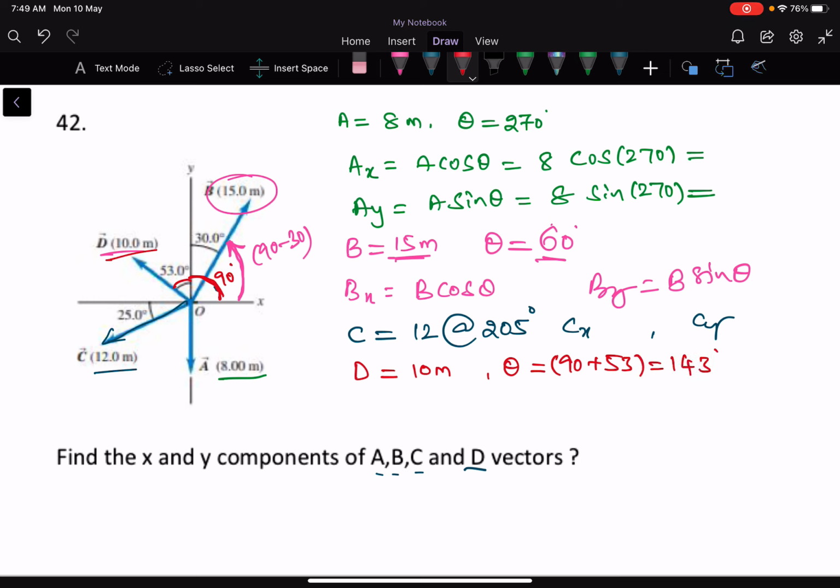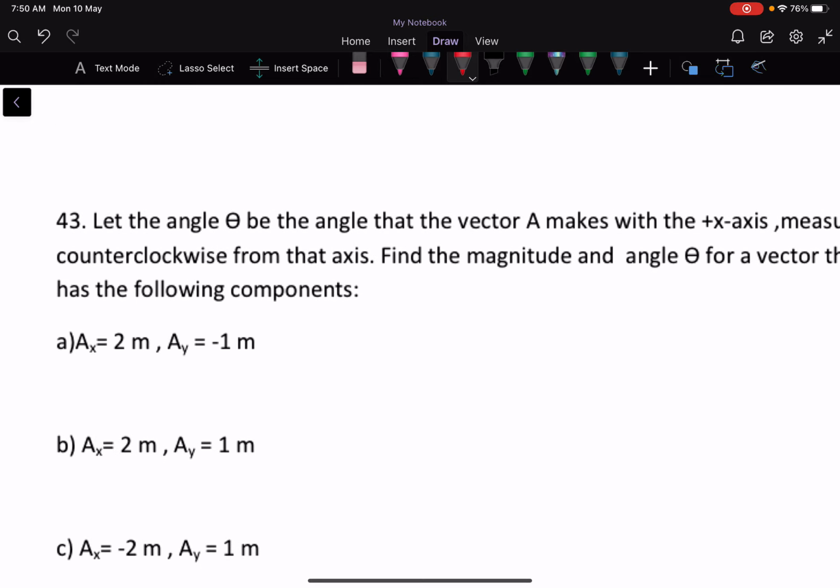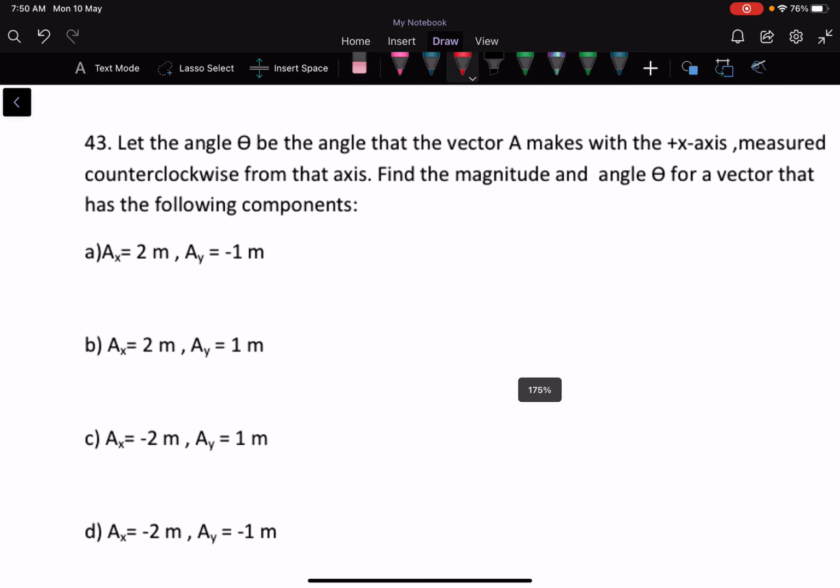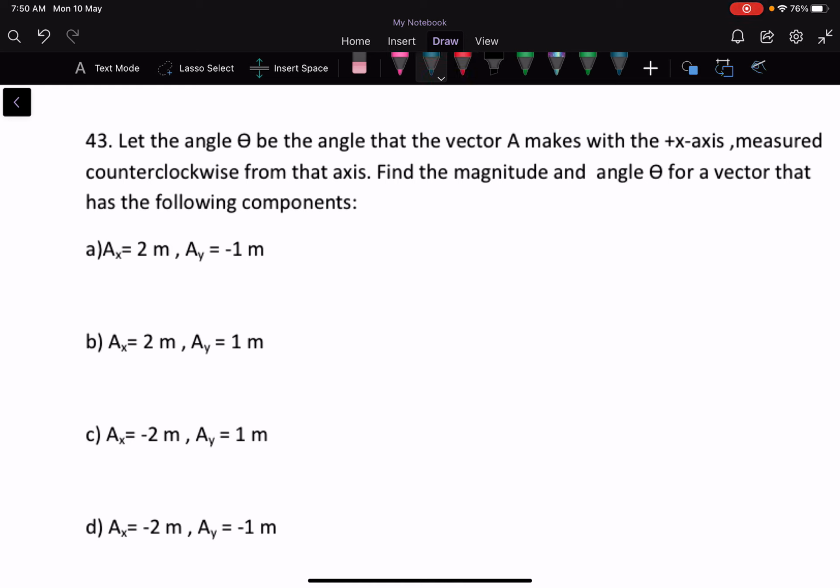143 degrees is the angle. So in this way you can find out dx is nothing but d cos theta and dy is equal to d sin theta. So we know d value and theta value. You can find the respective components easily. Okay. Next. Question number 43.